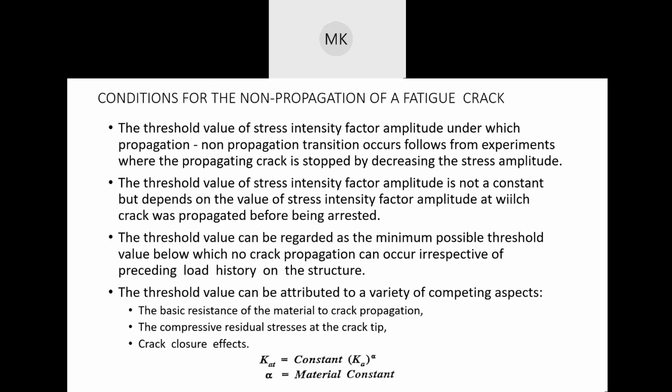The threshold value can be attributed to various competing aspects: the basic resistance of the material to crack propagation, the compressive residual stresses that are in the material, and the crack closure effect. So all these things can change the value of the K, that can affect the rate at which the crack grows or stops growing. These numbers can be generated by doing a bunch of experiments and creating a numerical model which tells you exactly below what stresses you would not see any crack growing in the material, no matter what the condition is.